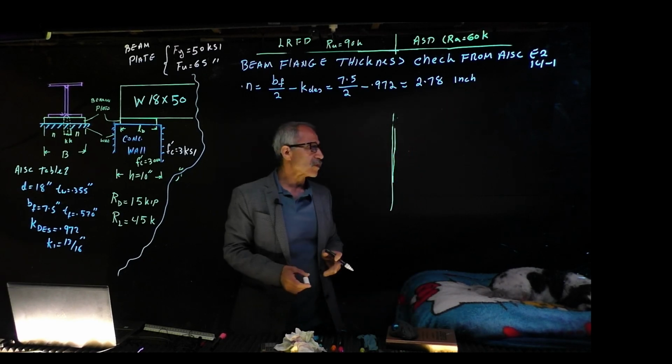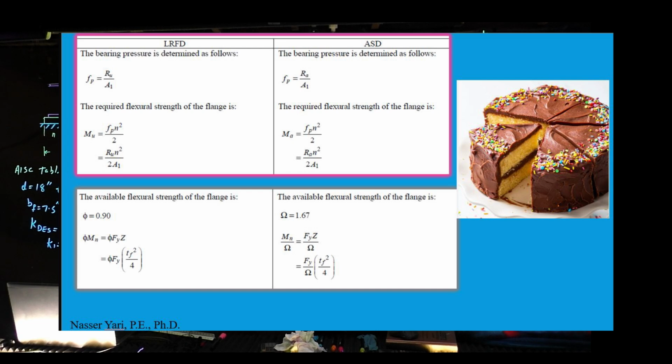Take a look at the equations I got on the board. We're going to use those equations from the manual. First, we're going to see the bearing pressure is given by those two equations, both in allowable stress design and load resistance factor design. Then the required flexural strength is given for the flange. We all know that. It's given by Mu is equal to FA P, n squared divided by 2, it's just a moment. And then you have our phi is 0.9 and omega is 1.67 for bending. And then phi times Mn is given by those two equations.